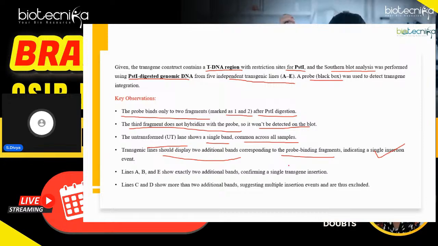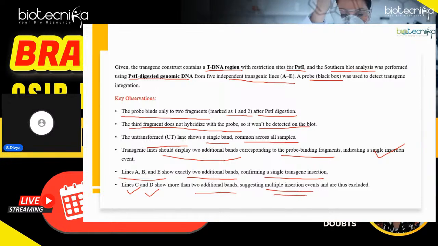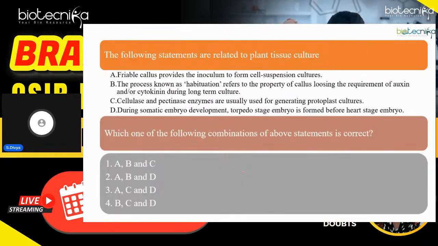So from this observation, what we can see, lines A, B and E exactly show the 2 bands confirming a single transgenic event. Whereas for the lanes C and D, there are 2 additional bands which indicates multiple insertion events. And that's the reason we have eliminated C and D. Okay. Moving on to our next question.